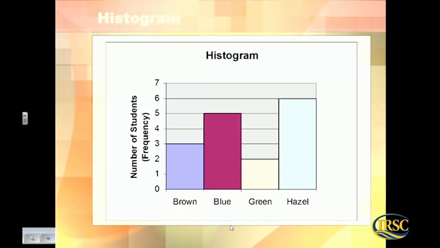So we could make a histogram of the information we collected, but which of these columns would we not need? Hazel. Nobody in our class said that they had hazel eyes, at least in the sample. So we would eliminate this column. There were 2 green. Instead of 5 blue, there should have only been 1 blue. And then this brown column would have gone all the way up to the top.